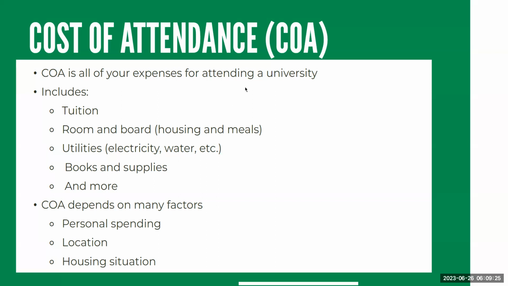Your COA will also depend on multiple factors, like your personal spending habits, the location of where you're living, or the location of your university if you're living near the university, your housing situation too. So, for example, it's usually more expensive to live alone than with roommates, and so a lot of graduate and postgraduate students usually live with multiple people.